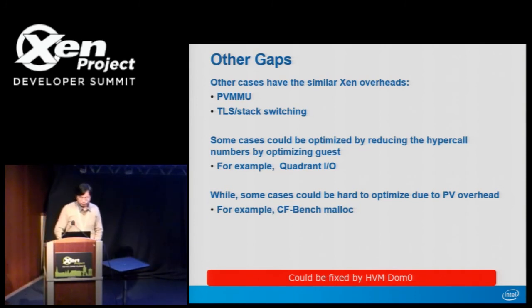Okay, we think those issues can be fixed by HVM domain zero. We had a presentation yesterday to talk about HVM domain zero. Actually, we found those PV overhead problems in this innovation project, and we started to think about using HVM domain zero. But unfortunately, in this Atom version, it cannot support EPT. That means even if we use HVM domain zero, we still need to use shadow page tables. We still have a performance issue. In the next generation Atom core, we will support EPT. Then we can totally avoid that issue with HVM domain zero.